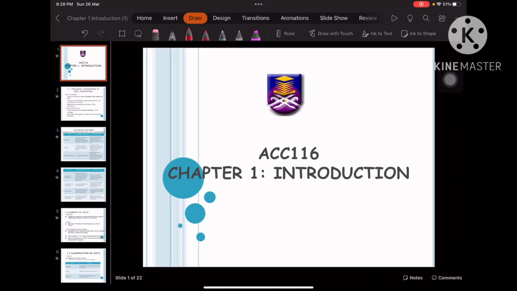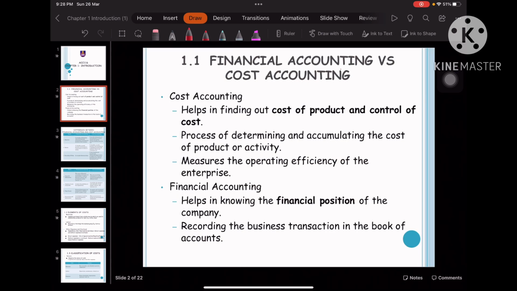So today we would like to have our chapter 1 of ACC 116. This relates to financial accounting, which is related to what you have studied before, but now we are going to proceed with cost accounting.